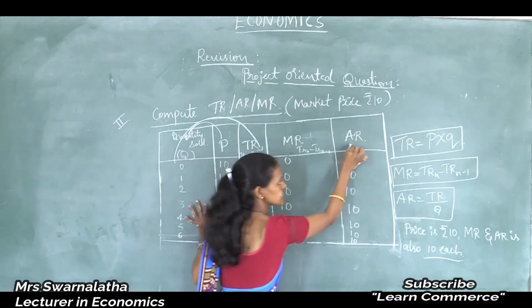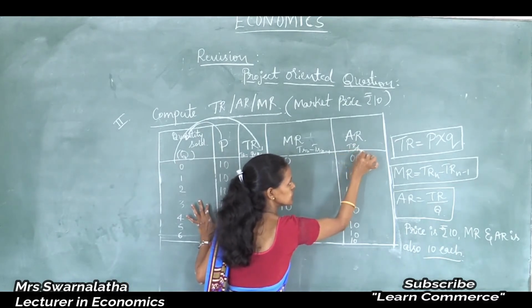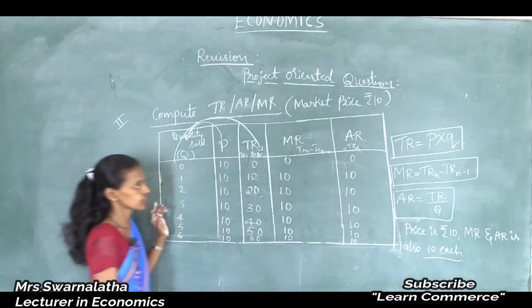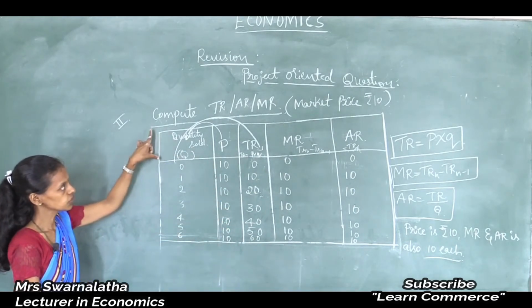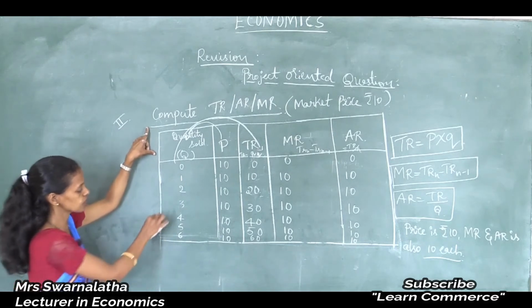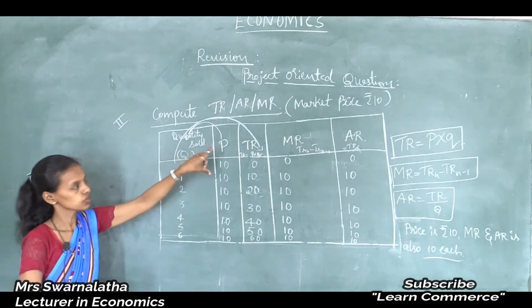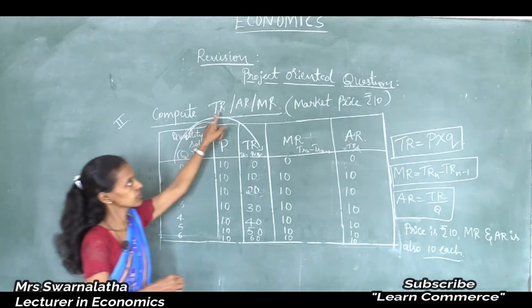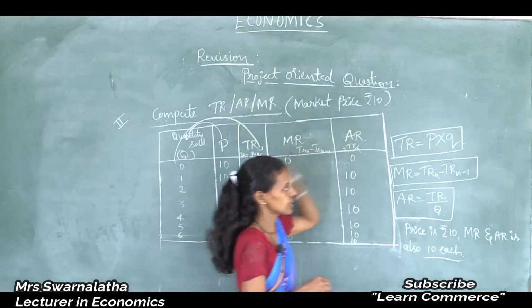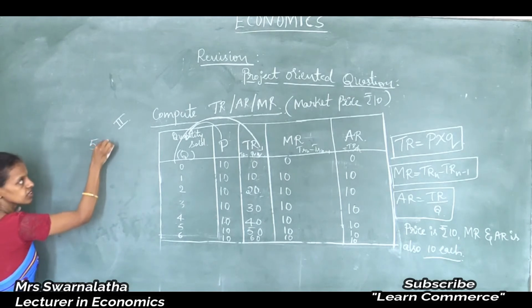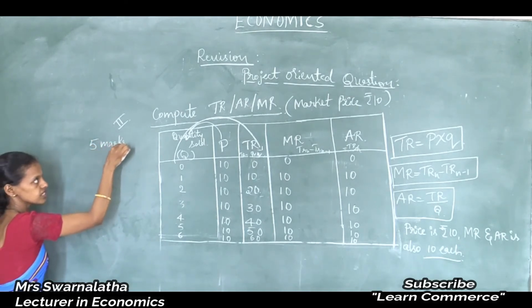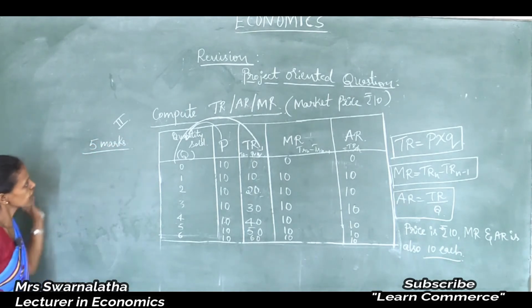Next is AR is TR by Q, total revenue divided by the quantity. So by this you are going to complete the second project oriented question, that is calculate total revenue, average revenue and marginal revenue. It is also important for 5 marks. Project oriented question contains 5 marks.